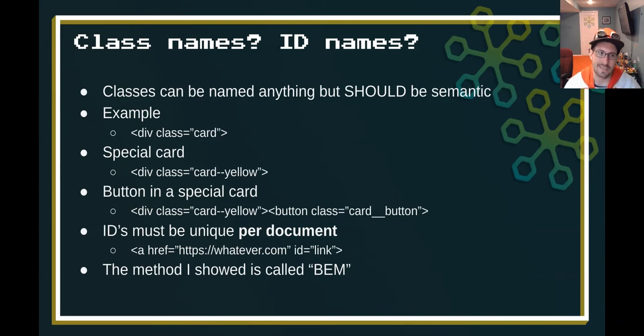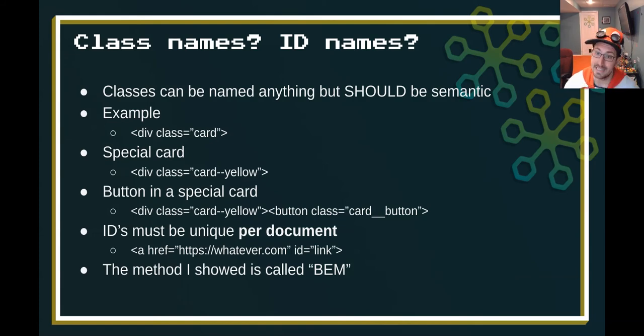So again, these are just like conventional things, but the reason I might do that is, okay, so I've got a yellow card, which I can read and say is a variation of a card. And I personally look at the double hyphens and go, yeah, that's a variation. Now, the underscores would imply this is a button, but it's a button that's used inside of a card. So it's not part of card. It's just something we use in card or could use in card. So we've got our designed card, and then we've got a designed button. So naming these things semantically and starting from the beginning doing that will make your life way easier.